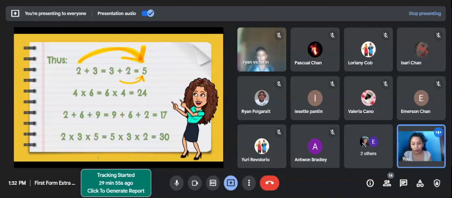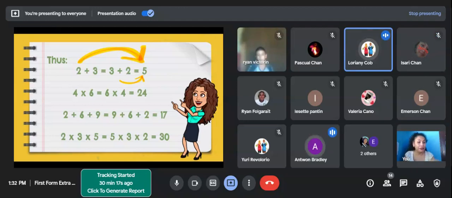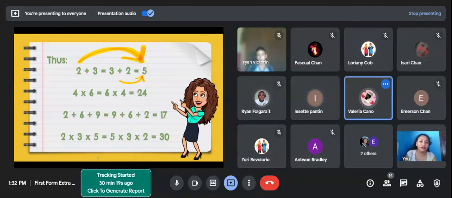2 times 3 times 5, I can have 5 times 3 times 2, or 5 times 2 times 3, or 3 times 5 times 2. I can switch up the order as many times as I want, but when I multiply it, it will always give me the same answer. Any questions? No, miss.